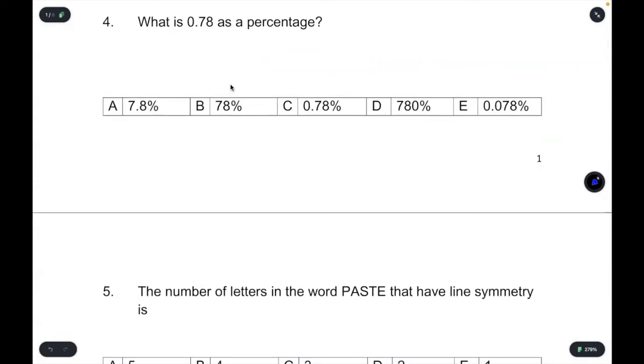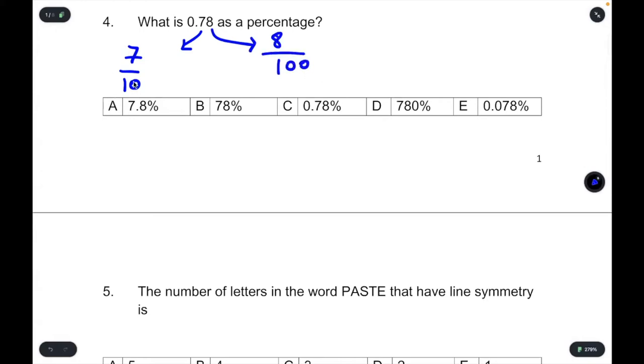Question 4, what is 0.78 as a percentage? If 0.75 we know is 3 quarters or 75%, 0.78 is very close to that, so it's 78%, but let's break this down a little bit. The first digit after the decimal point is equivalent to 7 tenths. This next digit is equivalent to 8 hundredths.